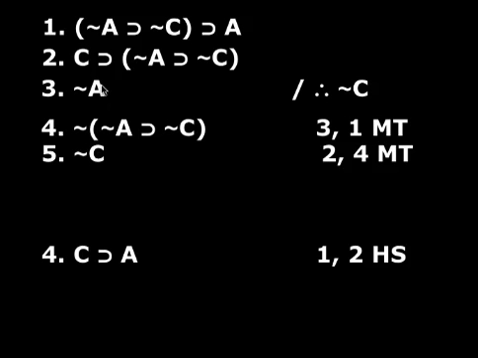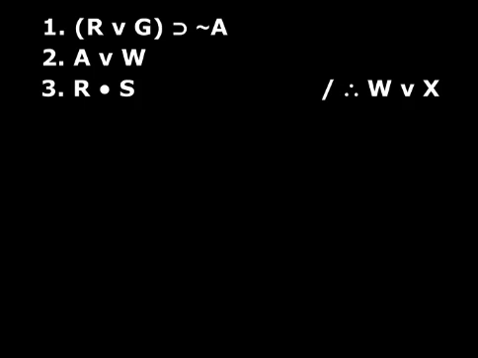Now, on 3 and 4, I can do modus tollens. Okay, if C then A, I've got the negation of that consequent, so I can get the negation of the antecedent by modus tollens on 3 and 4. So two different ways to do that proof. Let's see another example.